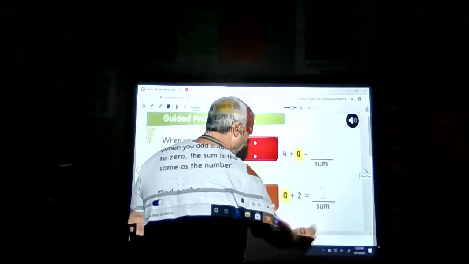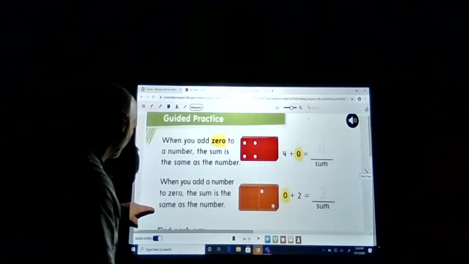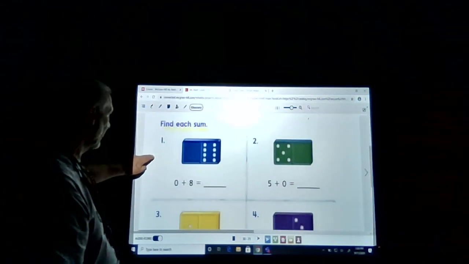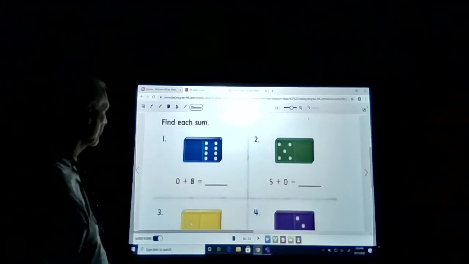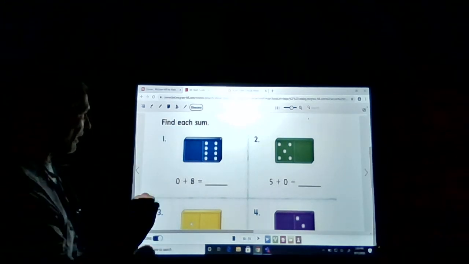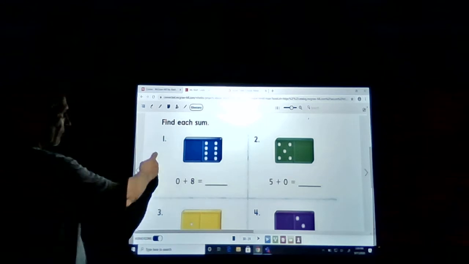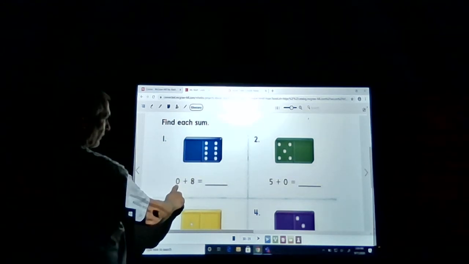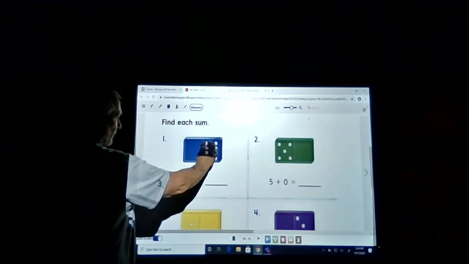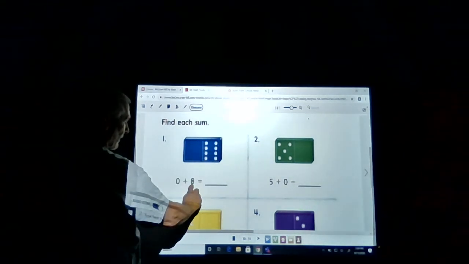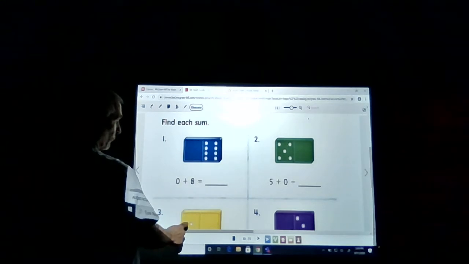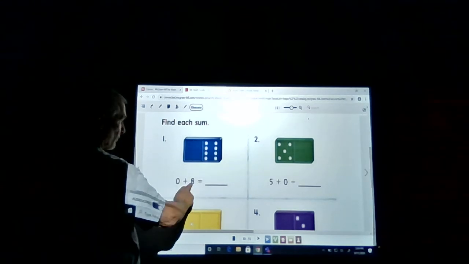Remember, you can push pause anytime. If I go too fast, you can slow Mr. Brzezinski down and just say, I can pause Mr. B, and then I'll practice writing. We're on number 1. 0 on this side, plus this part is 8. And what does that equal? You know? It equals the 8.